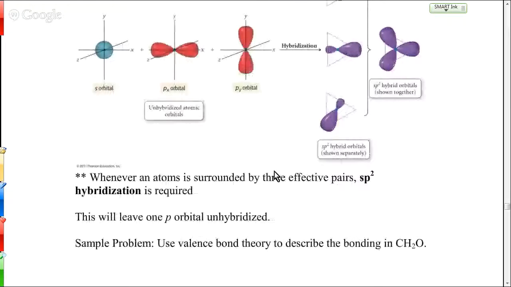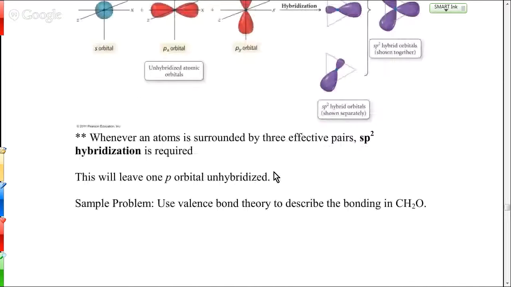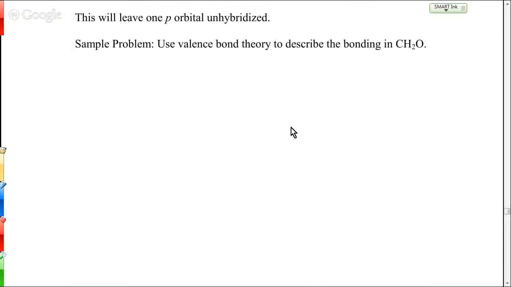So what happens to that 3rd orbital? That 3rd p orbital that's unhybridized, it just sits there. It's not hybridized. So when we want to describe the bonding in CH2O, we have something else going on here.